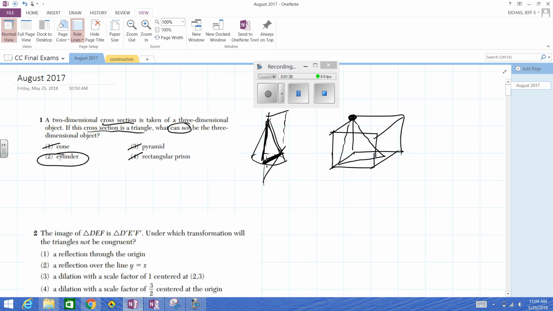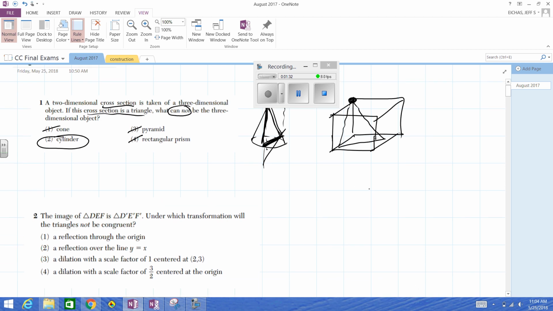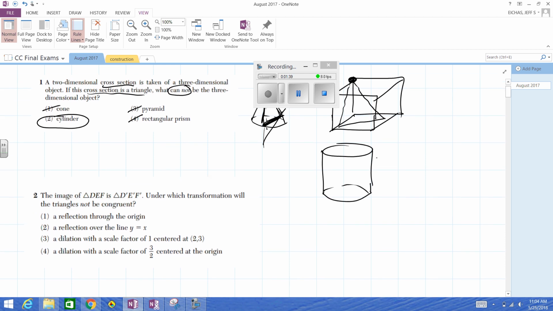We cannot out of this. What we'd end up with, in some instances, is basically a parabola as our cut. If we went through this way, it almost looks like we'd be making a triangle, but it's not going to be. What we'd end up having is kind of this shape. Okay, so that's it.